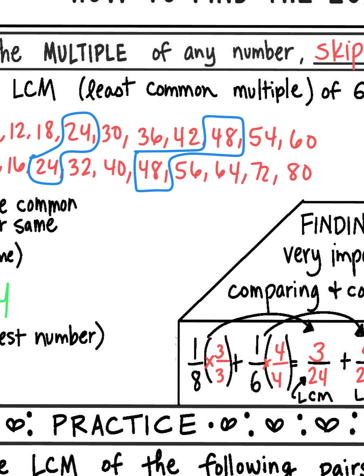Now that I have my denominators matching, I have my new numerators. I have created equivalent fractions for my original ones. I can add my numerators together. So when I add my numbers, I end up with 7/24.